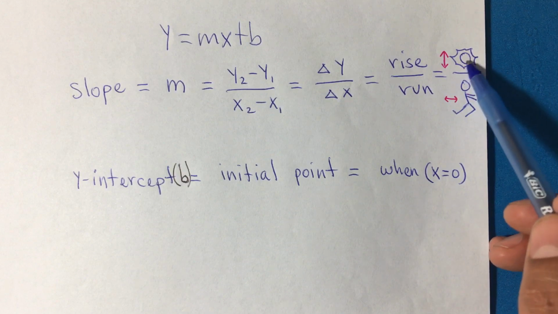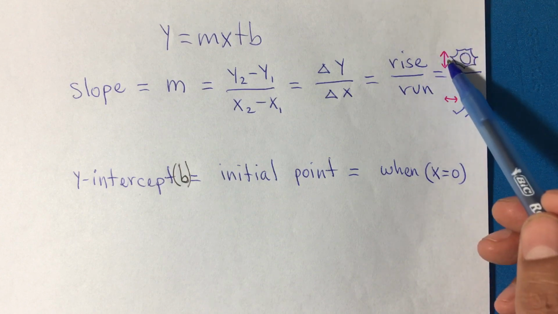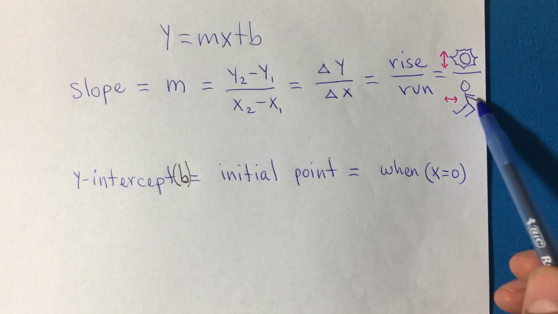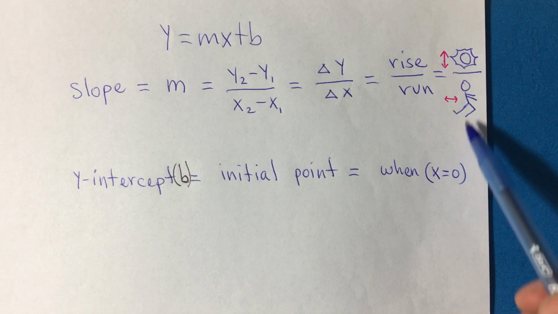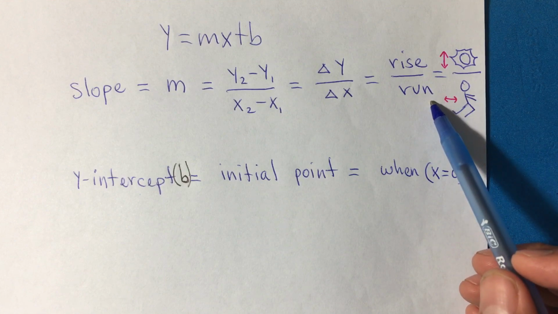And then I use the symbols, the sun, because sunrise. So if it's positive, it goes up. If it's negative, it goes down. And then run, I represent it by a little guy running. It runs to the right if it's positive. It runs to the left if it's negative.